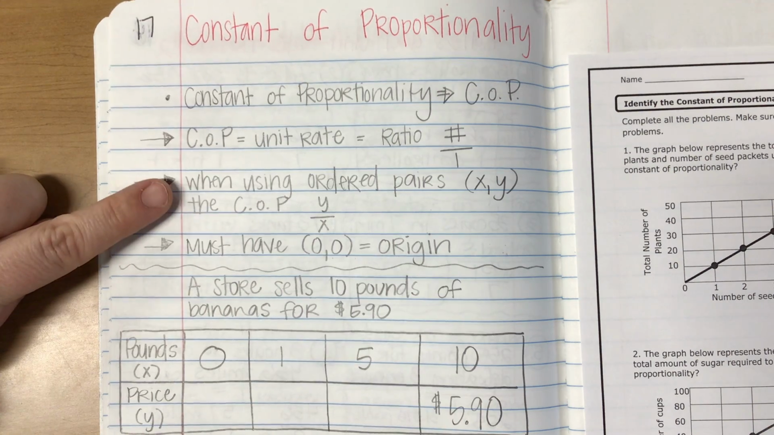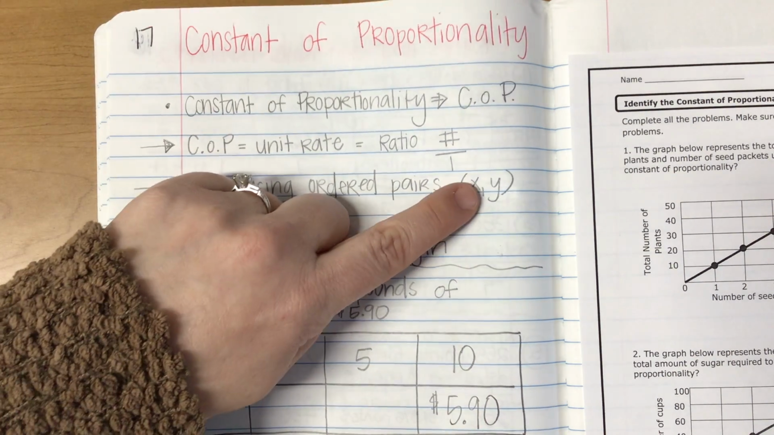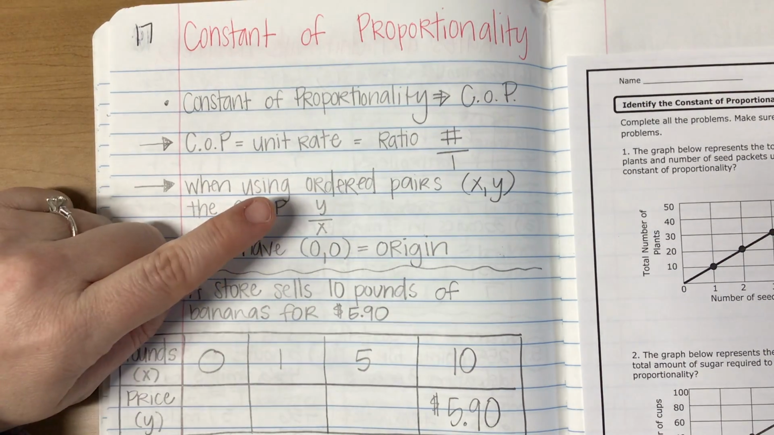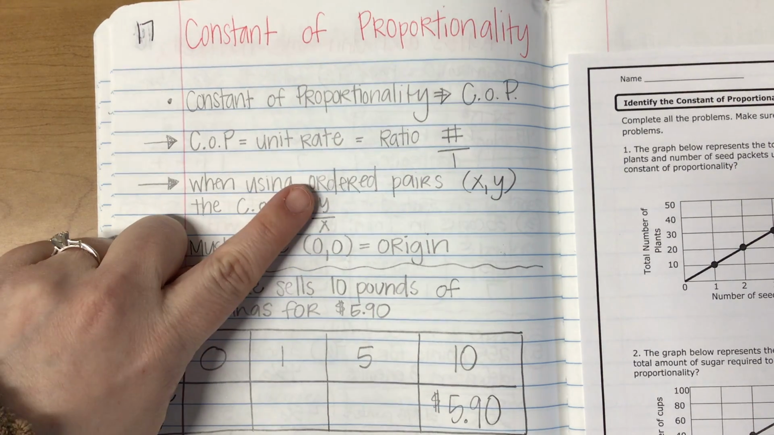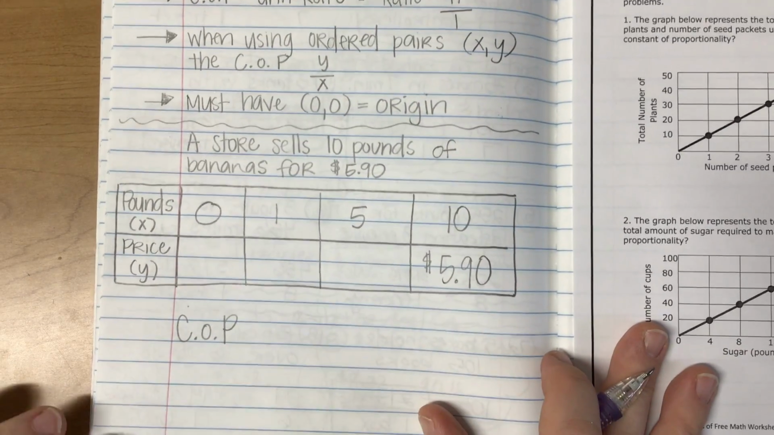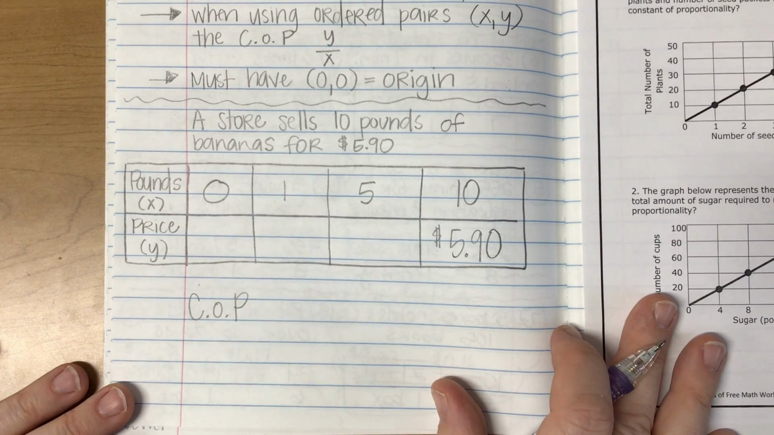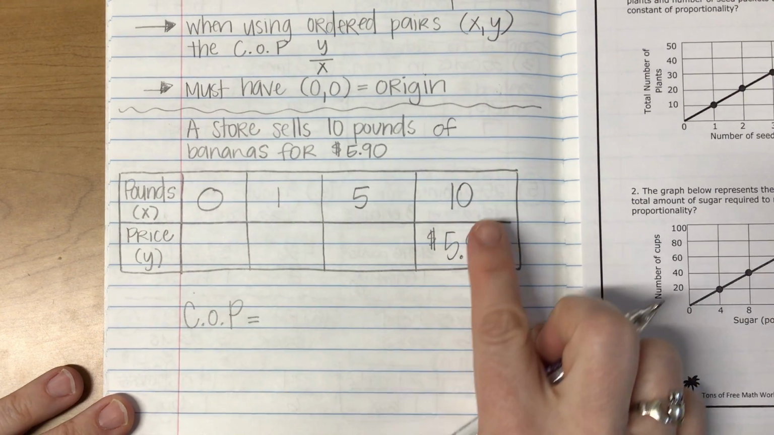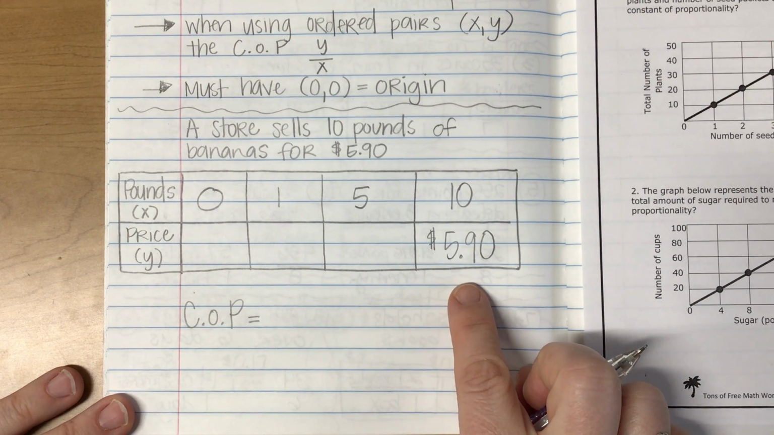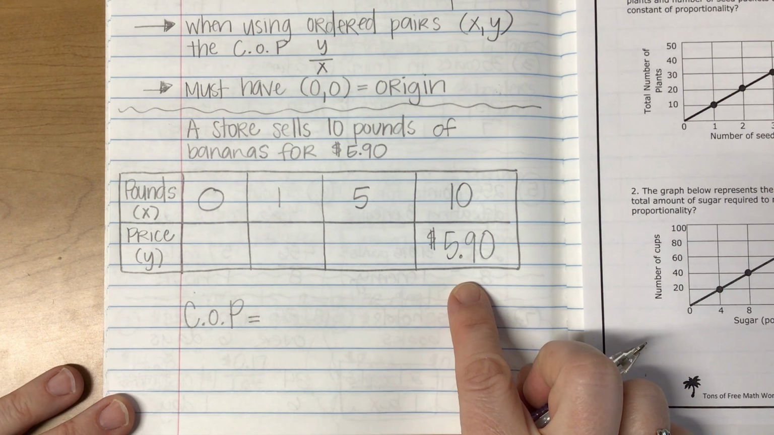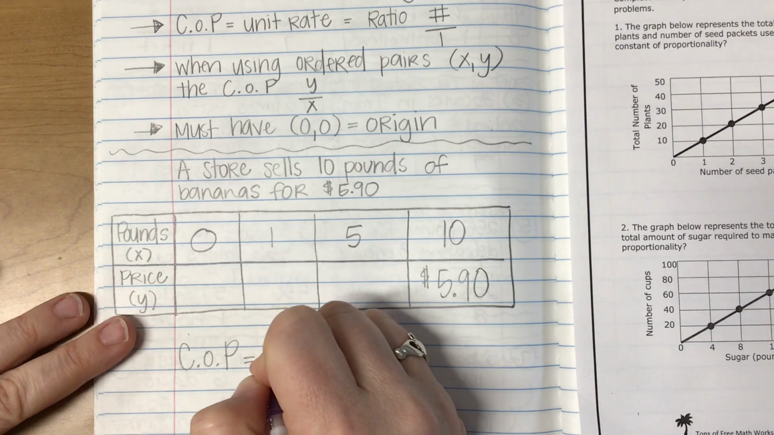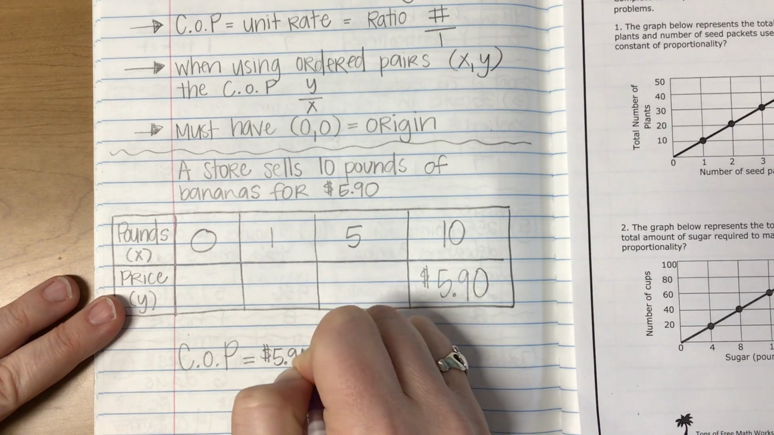The second big idea is when using ordered pairs, x comma y, I'm going to do y divided by x. I have to flip it. So constant of proportionality is tricky sometimes. My constant of proportionality, I'm not going to write 10 over $5.90. I'm going to write what? It says y over x. You got it. $5.90 over 10.